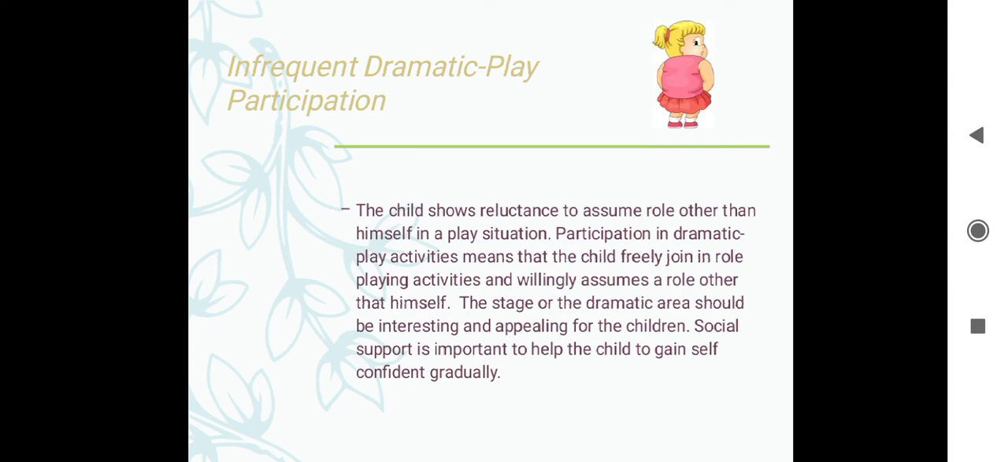Jadi kita tak nak kanak-kanak terlalu lama terbiasa dengan rasa rendah diri, rasa malu, tidak mahu expose, menonjolkan diri pada khalayak. So it's supposed to get familiar, berani. Kemudian sebab ada banyak lagi sifat-sifat yang akan terbentuk, karakter-karakter baru yang akan terbentuk melalui dramatic play.